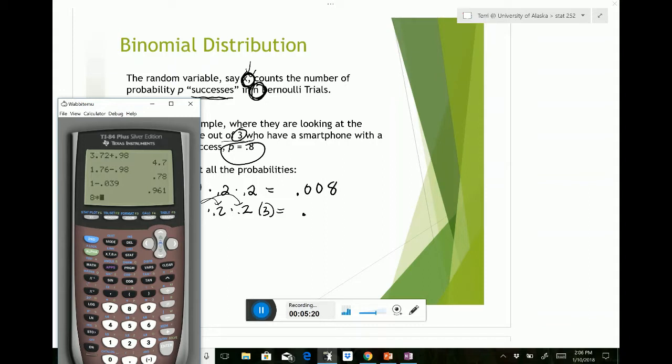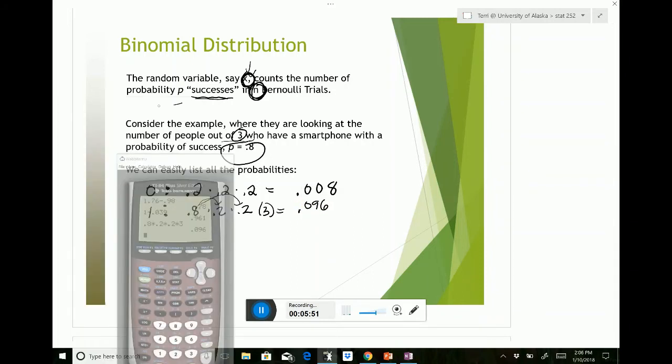0.8 times 0.2, times 0.2, times 3, okay, 0.096. Always that first one.